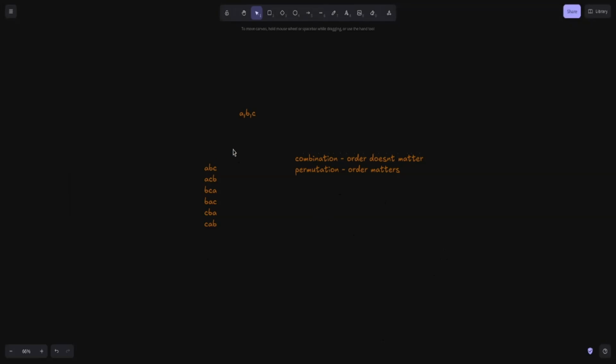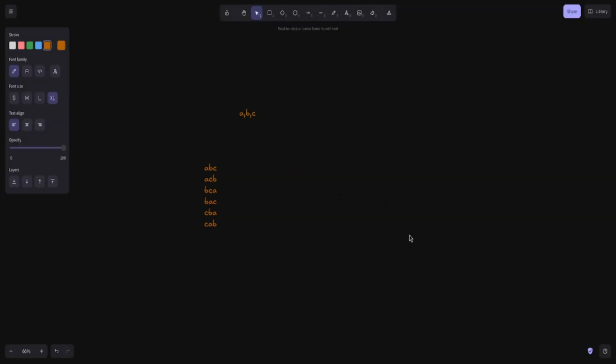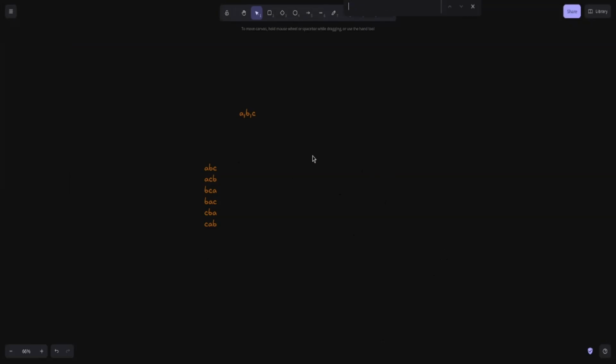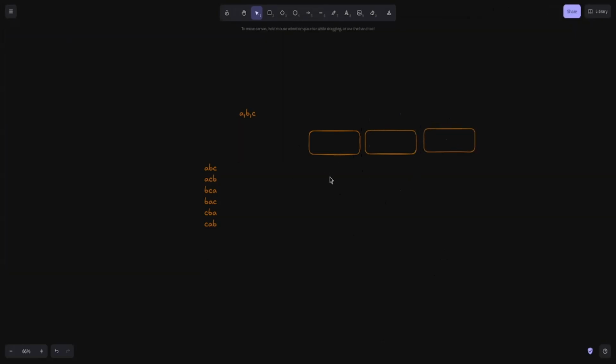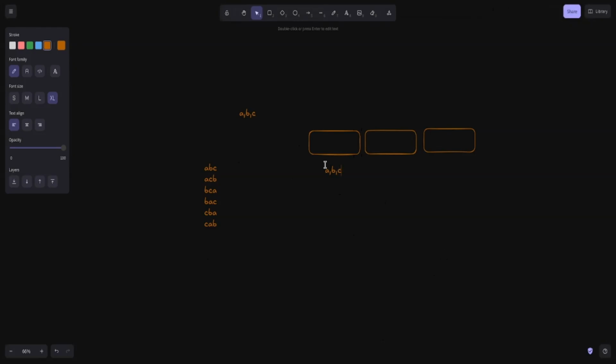So let's say I had the choices A, B, C and you're filling three places. Let's say 3 places. So basically my boxes will be something like this. I can fill any letters here and here and here. So in my first box, what can I fill? I can fill A, B, C. So how many choices do I have? 3.